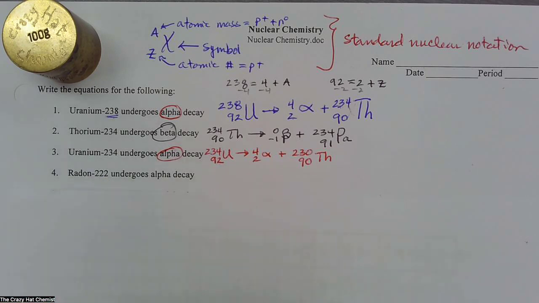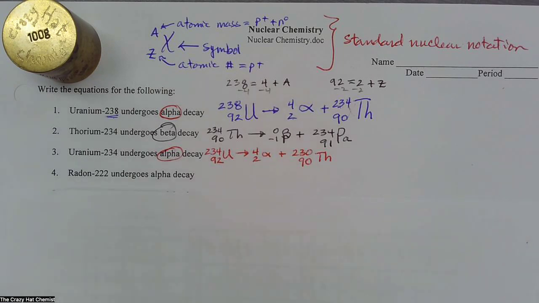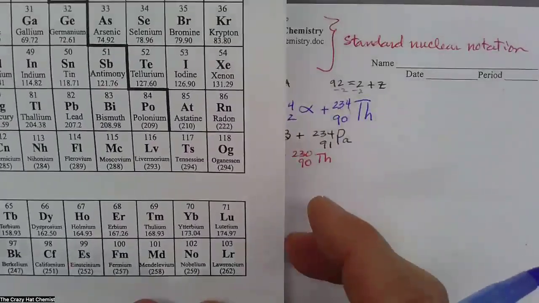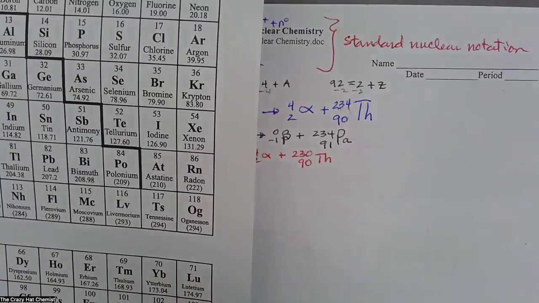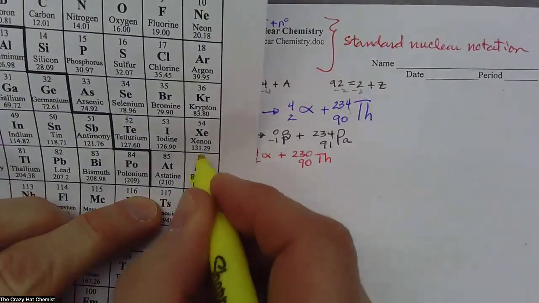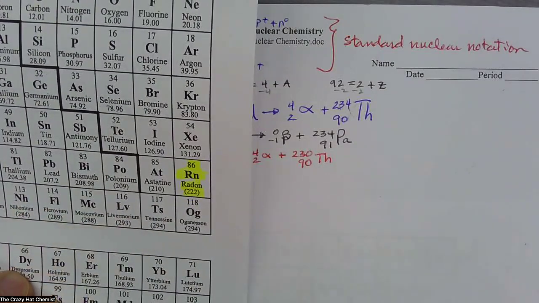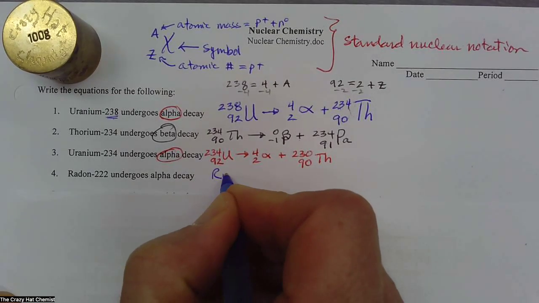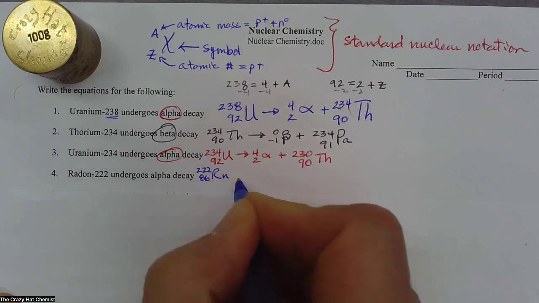It's radon-222 undergoes alpha decay. So I'm going to find radon on our periodic table. It will be close to 222. It might not be exactly 222, but it will be close to it. So where'd we go? Here we go. There it is. Radon 222. It's element number 86. So 222 radon. That's Rn, like if you were a nurse, and that's 222. That's element number 86.